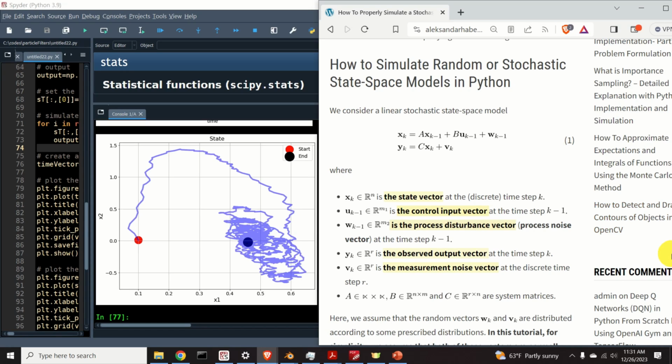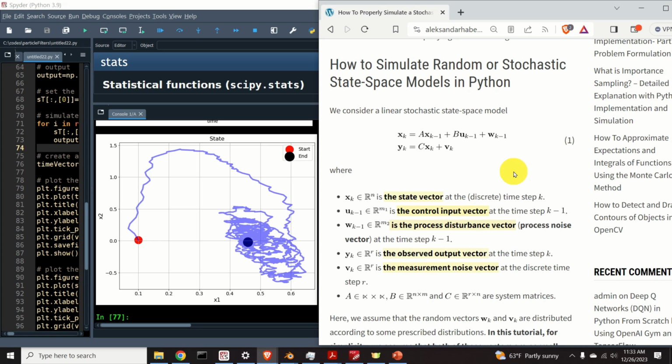Hello everyone, in this control engineering estimation and control theory tutorial, we explain how to properly simulate a stochastic or random linear state space model in Python. This problem is very important for simulating state space trajectories of dynamical systems that are under the influence of process disturbance and measurement noise. Also, this problem is very important for developing and simulating the behavior of stochastic state estimators such as Kalman filters, particle filters, etc.